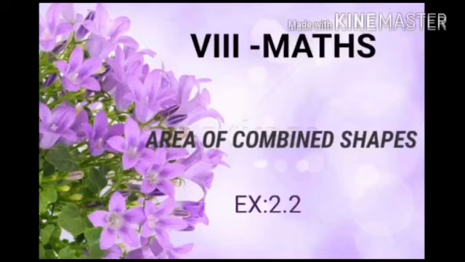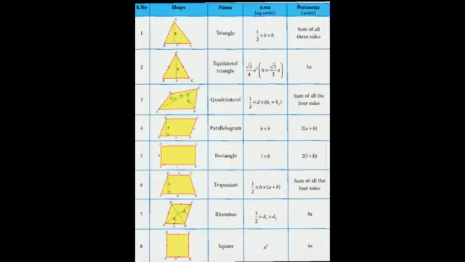For example, we are going to see the shape of triangle, quadrilateral, parallelogram, rectangle, trapezium, rhombus, square, and so on. With the help of the given table, we are going to find the area and perimeter of the combined figures. The first one is triangle. The area is half into base into height. And the perimeter can be calculated as sum of all three sides.